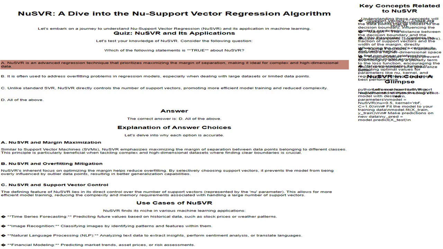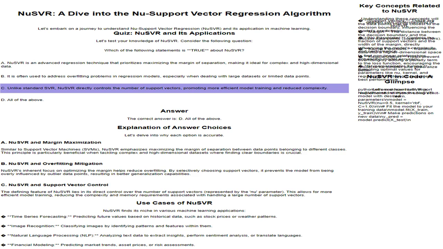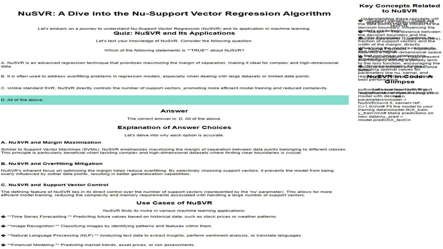Which of the following statements is true about NuSVR? A. NuSVR is an advanced regression technique that prioritizes maximizing the margin of separation, making it ideal for complex and high-dimensional data. B. It is often used to address overfitting problems in regression models, especially when dealing with large datasets or limited data points. C. Unlike standard SVR, NuSVR directly controls the number of support vectors, promoting more efficient model training and reduced complexity. D. All of the above.